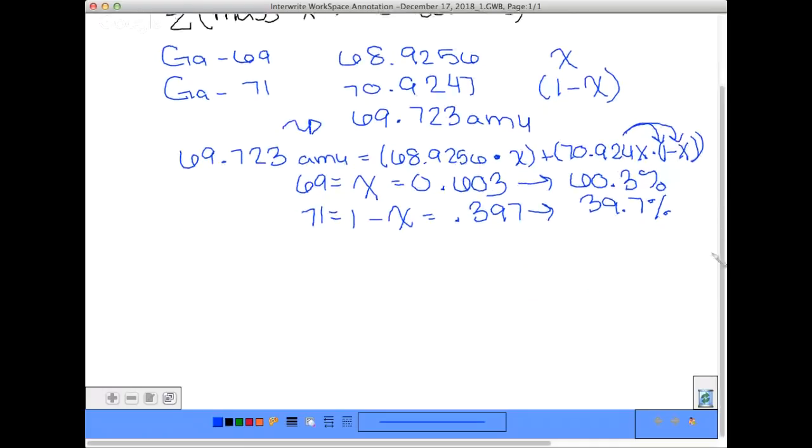And if you go ahead and look at part B, it wants you to sketch the spectrometer. So this would be intensity, and this would be your mass.